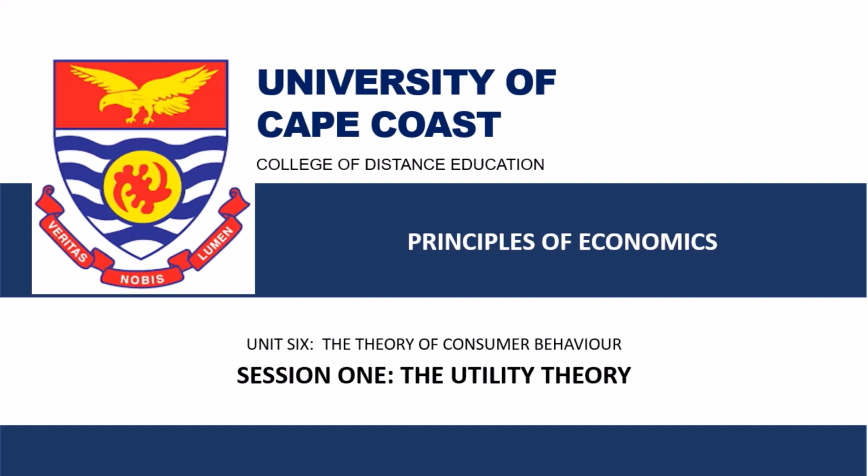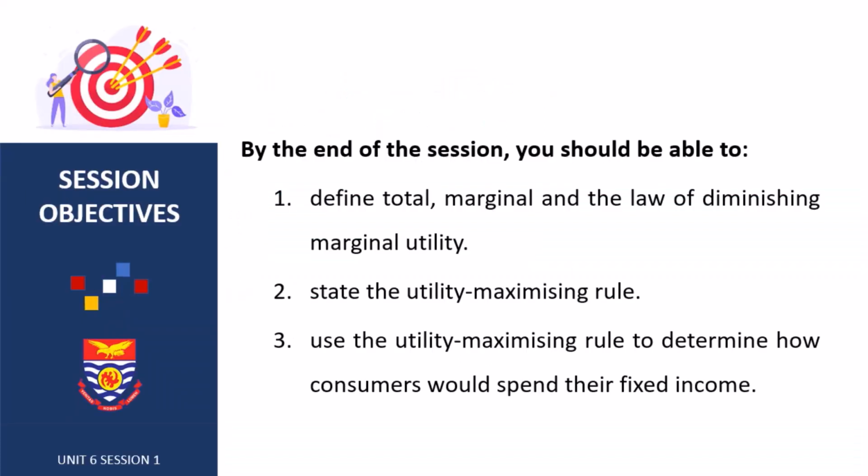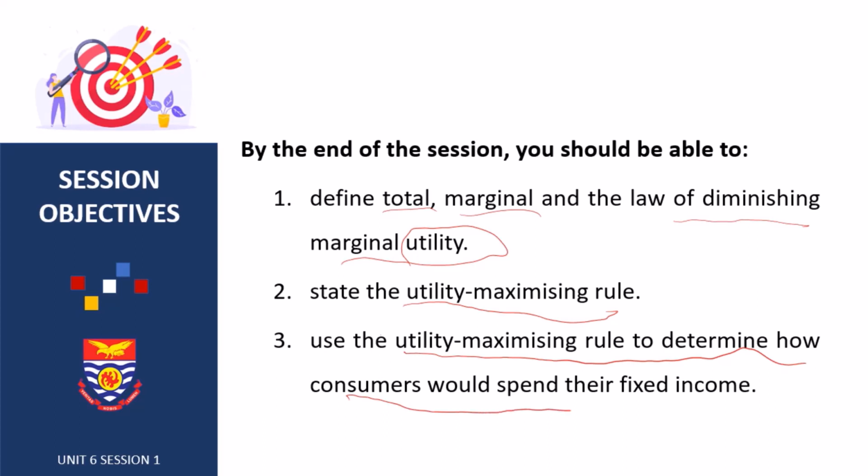In this session, you will see how individual consumers allocate their money incomes among the various goods and services. By the end of the session, you should be able to define total, marginal, and the law of diminishing marginal utility. You should be able to state the utility maximizing rule, and use it to determine how consumers would spend their fixed income. So let's get started with the concept of utility.